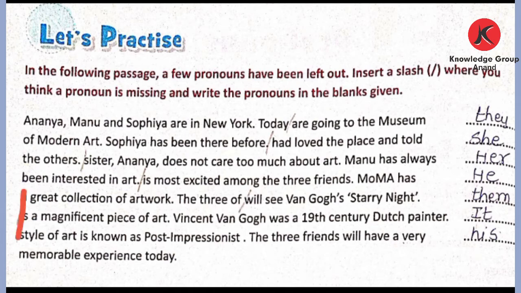Here is a slash. It is a magnificent piece of art. Vincent van Gogh was a 19th century Dutch painter. Now, that is a male person, so here we have to put a slash and write "he" in the blank. His style of art is known as post-impressionist. The three friends will have a very memorable experience today.